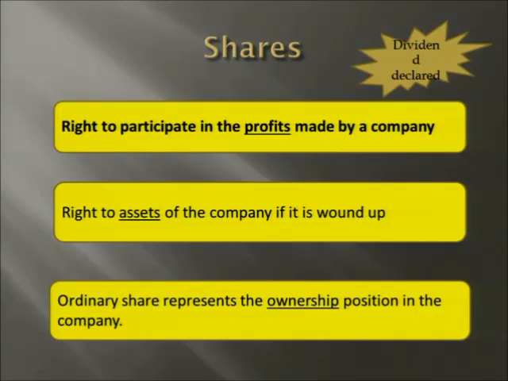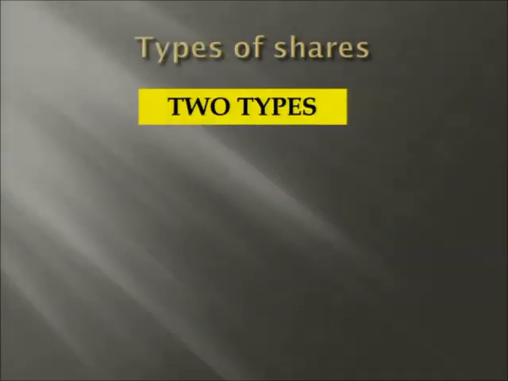Let's look into them now. We've got ordinary shares. Ordinary shares represent ownership in the company. When you've got ordinary shares in a particular company, it automatically represents ownership. You've got ownership in that company. So that is basically the different types of shares.